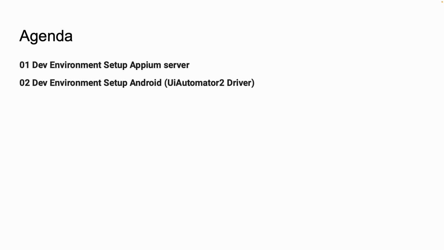Now, let's walk through the agenda for this particular tutorial. As I said, 9 steps. Step number 1 is getting Appium server set up on your local environment. Then we will be setting up some of the Android dependencies.